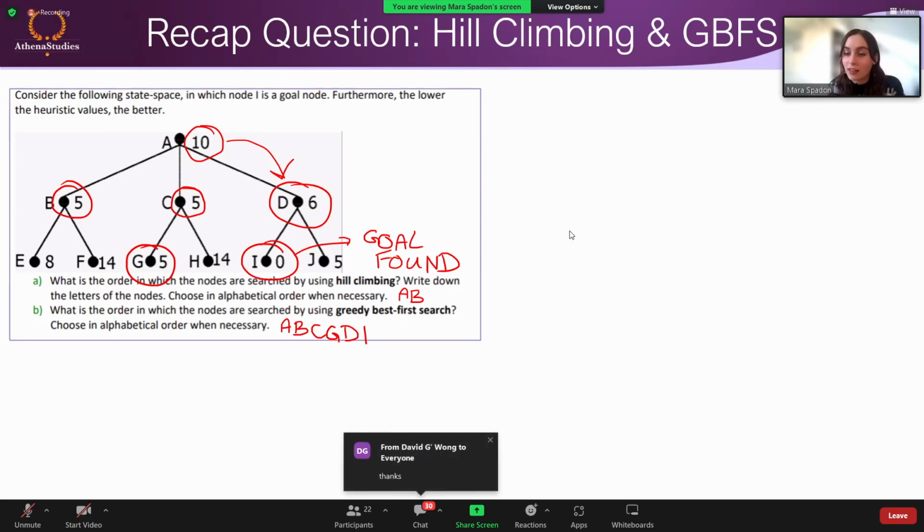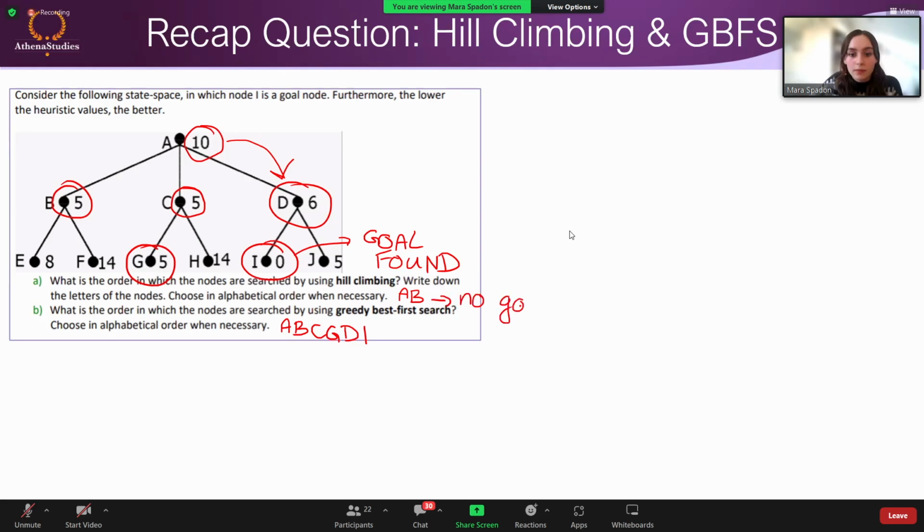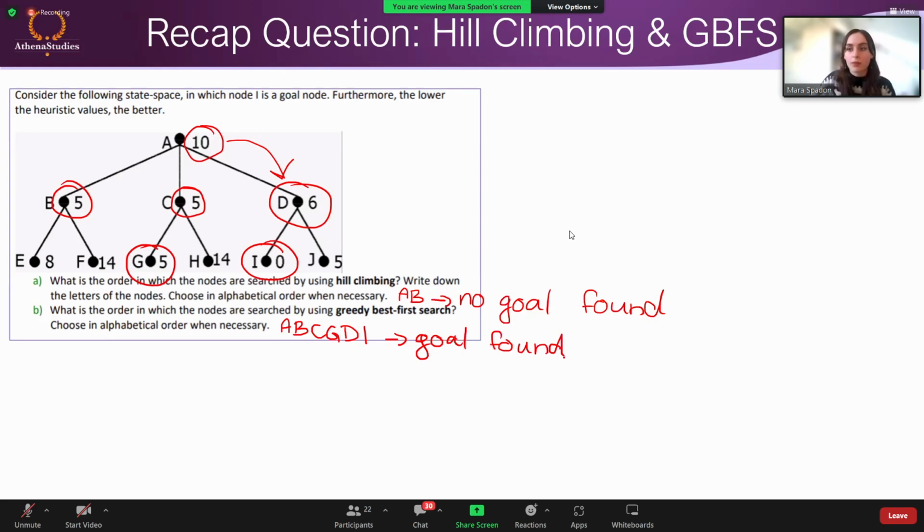Okay, great. Then that is the main thing you need to know about hill climbing and best first search. Best first search can go back, and hill climbing cannot. So hill climbing stops at B and it did not find the goal. And for greedy best first search, we do say goal found. Are there any questions about hill climbing or best first search?